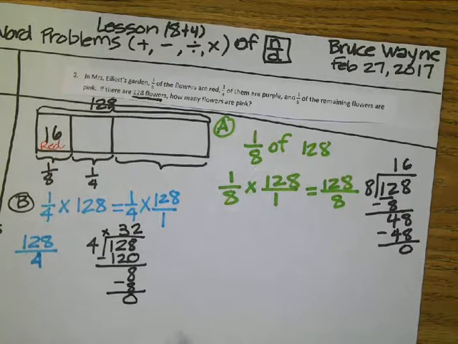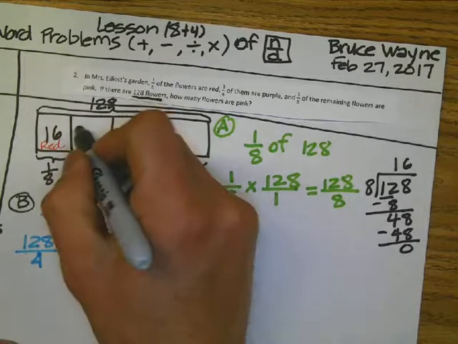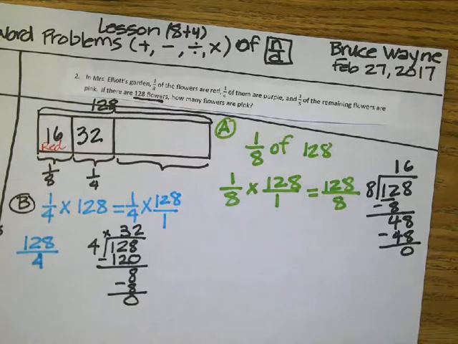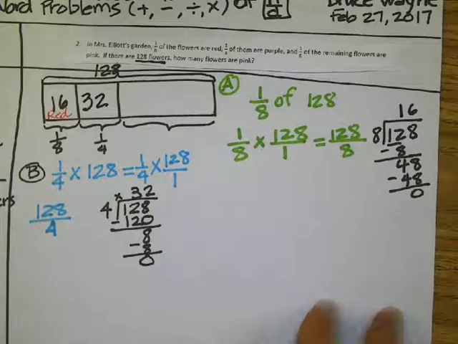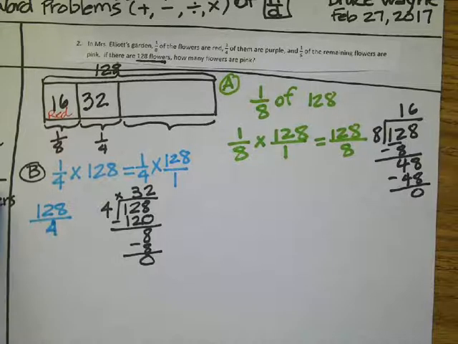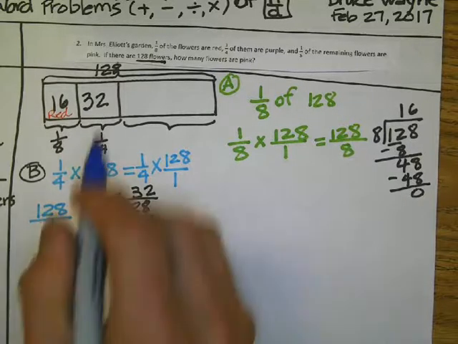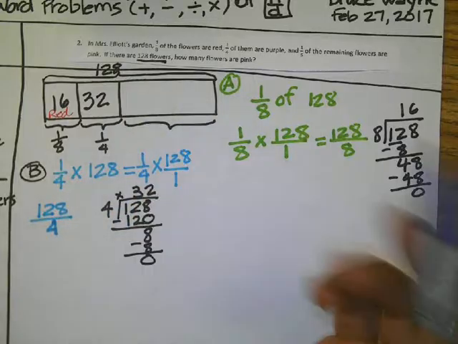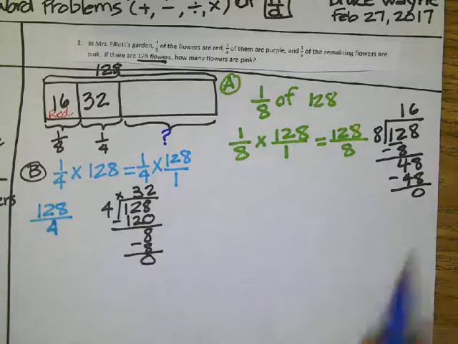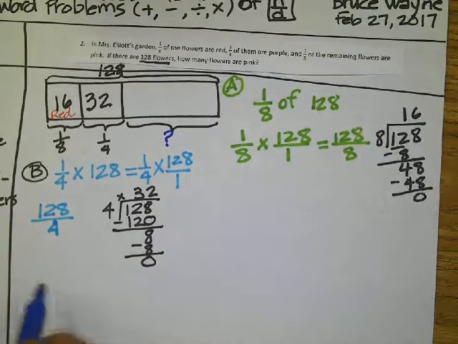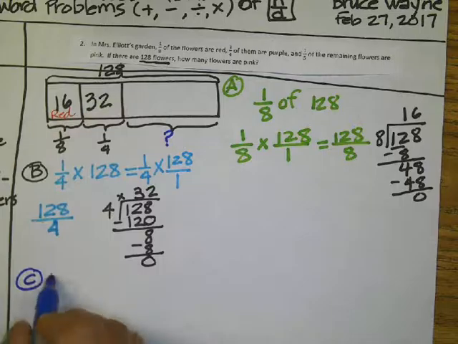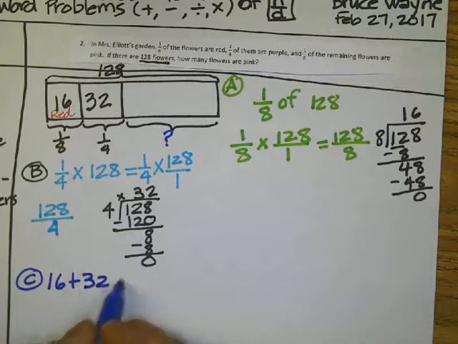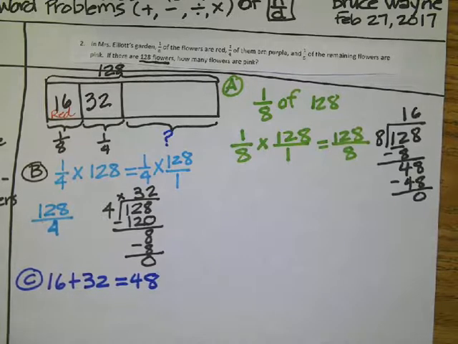Now here is where you gotta be really alert. The last one says 1/5 of the remaining flowers are pink. So if this is the remainder, that's what we gotta do. We don't know what that is. So we gotta figure it out in this manner. So your step C will be, you're gonna say 16 plus 32, that will equal 48. Let me see if I did the math correctly. That's 8, and that will be 4. That is correct.